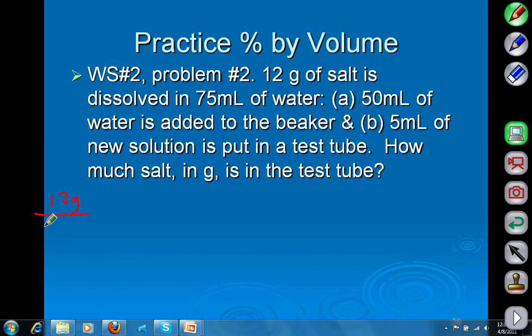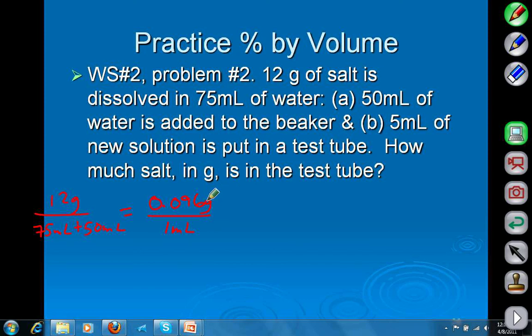So what we do know, we have 12 grams of salt in 75 milliliters to start with. But it said that we actually added 50 milliliters to the original 75. So if you add them up and then divide, you get 0.096 grams for 1 milliliter.